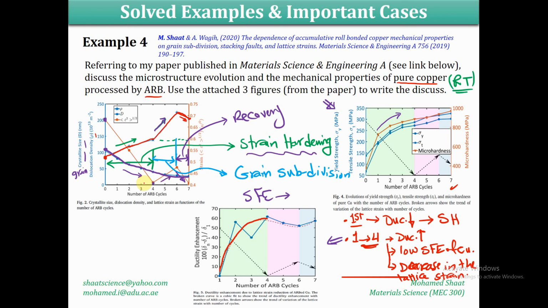Make sense? So this is within the first four cycles. This explains why we end up with an enhancement in the ductility. But within the fourth to the sixth cycle, we end up with a slight decrease. As you can see, the ductility has decreased slightly. The main reason is that dislocation multiplication and strain hardening come into play one more time. We end up with more dislocations.